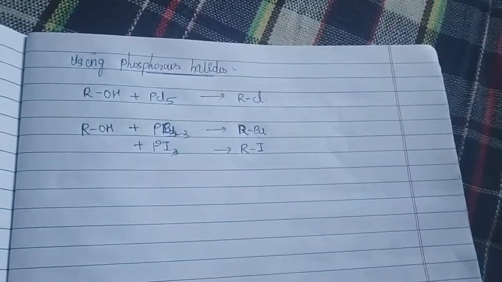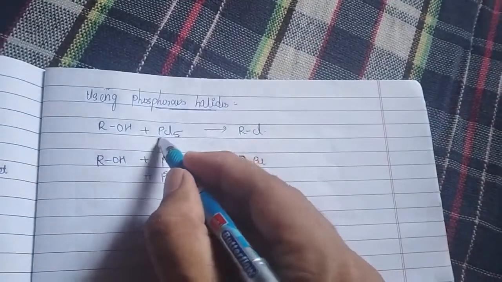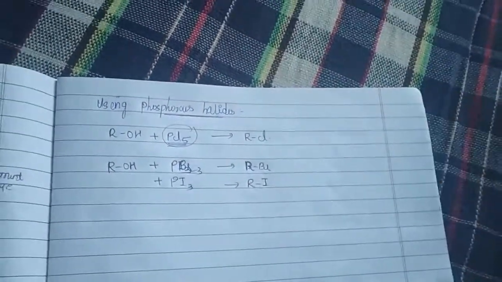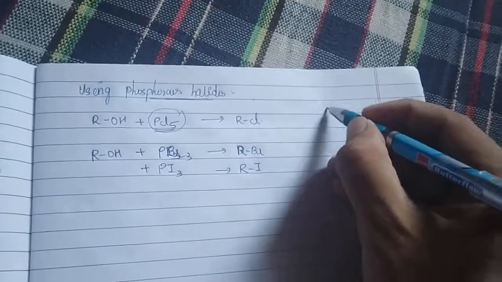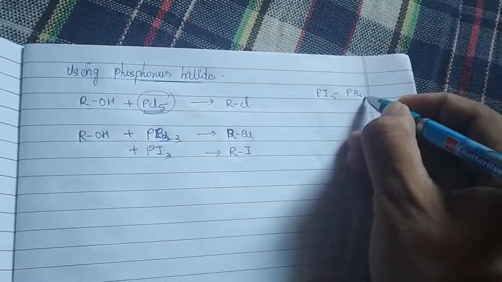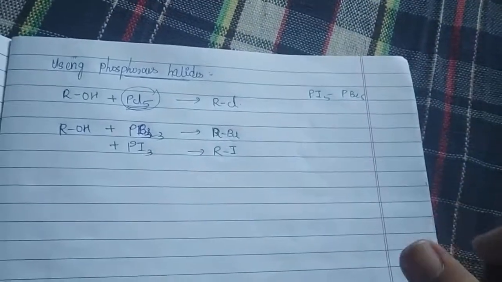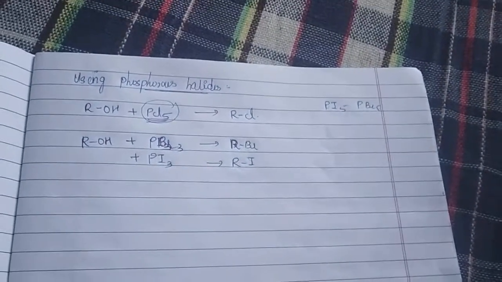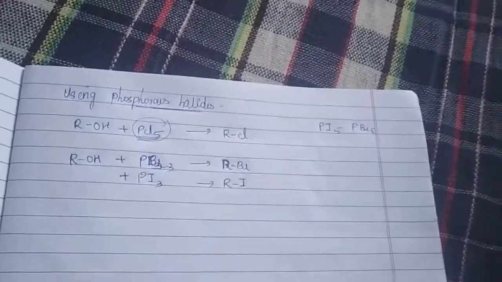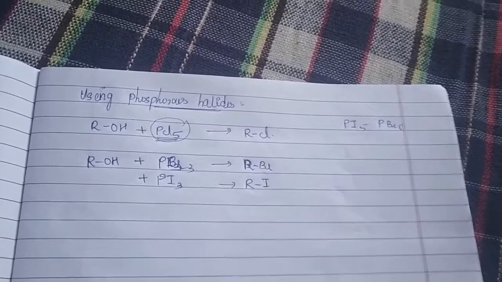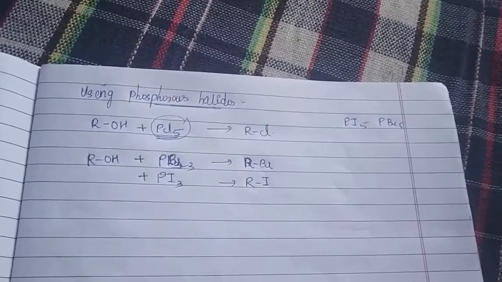Why is it so? Once again, it is because of the stability. When we are considering phosphorus pentachloride, it is highly stable. But when we are considering PI5 or PBr5, they are highly unstable. When a reactant is to be used, it should be obtainable in that state itself. But PI5 and PBr5 are highly unstable. They will not remain as such.